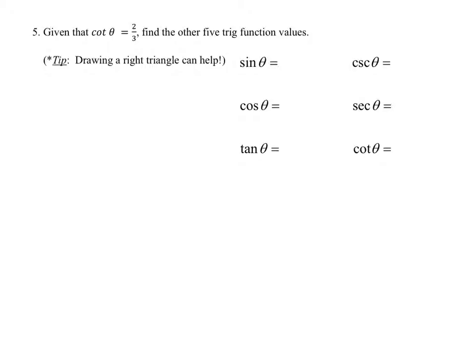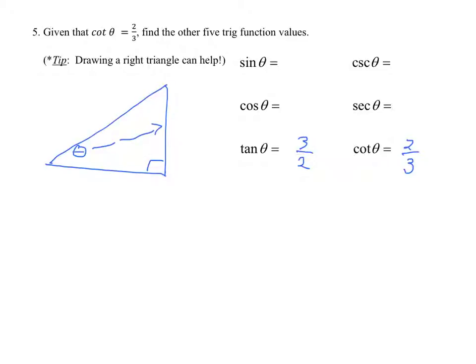Same idea. Here we're given the cotangent is 2 over 3. So I just fill it in. Perfect. Blammo, I can get the tangent. I know you're sick of me saying blammo. I'm sorry, but I can't help myself. All right. So let's label this theta. And this guy will be opposite. This guy's adjacent. And I need my hypotenuse.